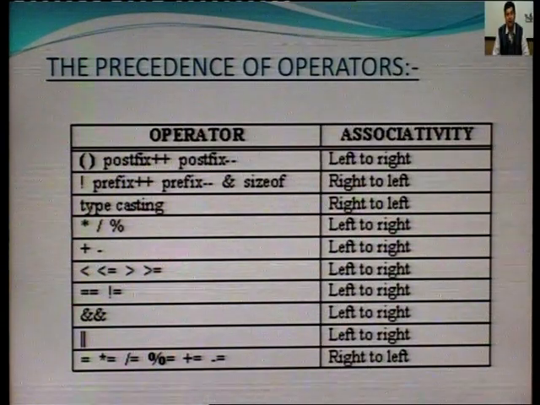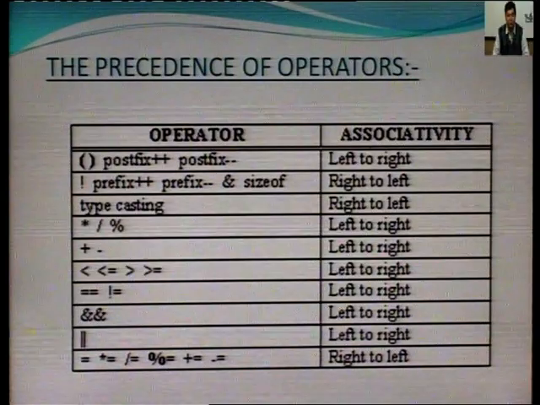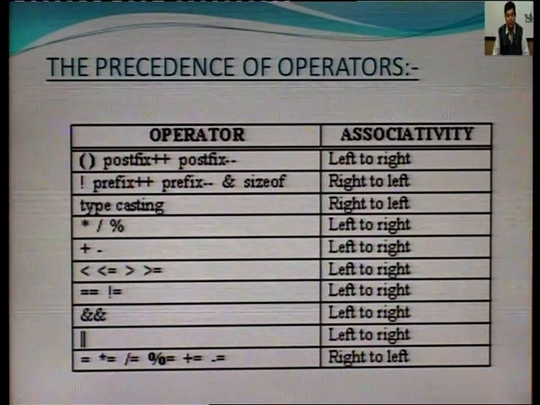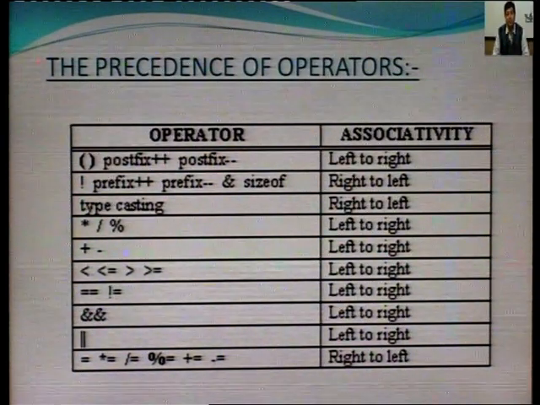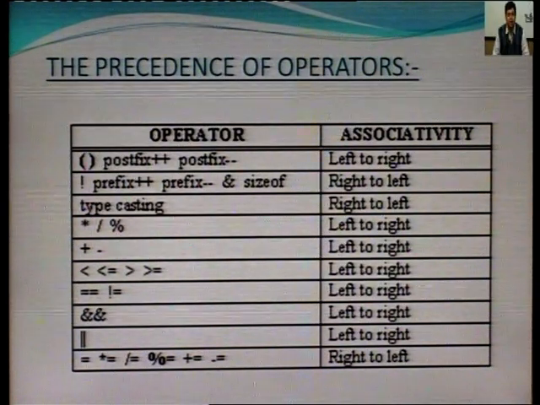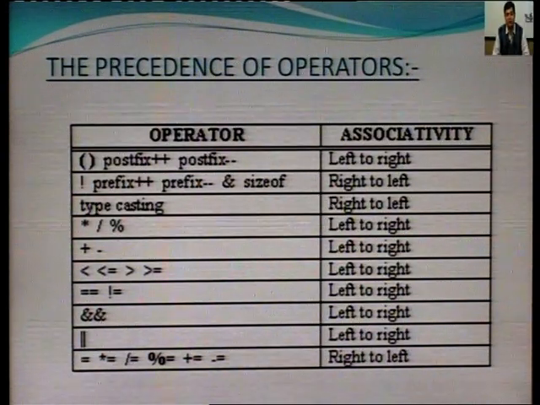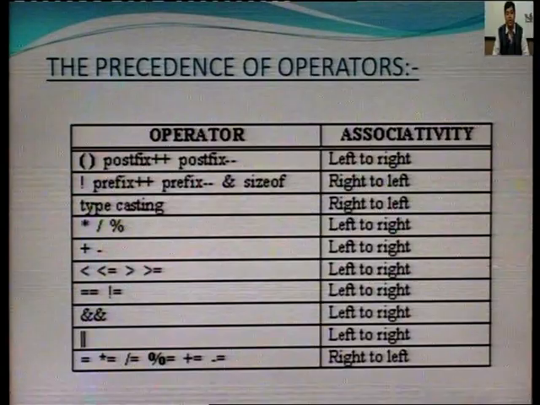Then we have the double ampersand, whose associativity is also left to right. Logical OR is there, and its associativity is also left to right. Then, in the last, we have assignment, multiply equal to, divide equal to, modulus equal to, plus equal to, minus equal to. The associativity of these is right to left.